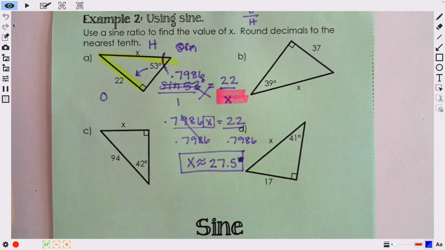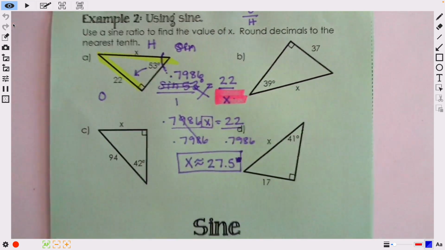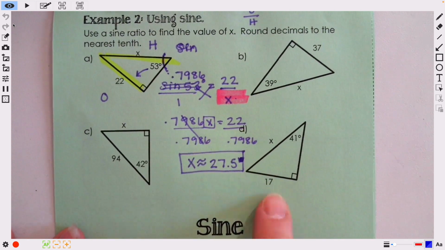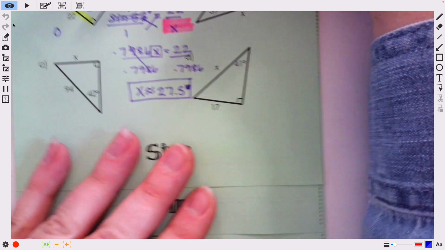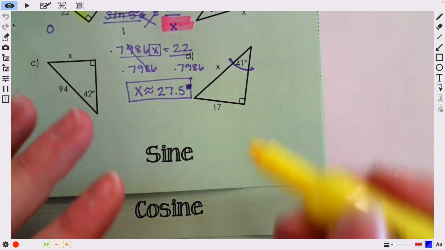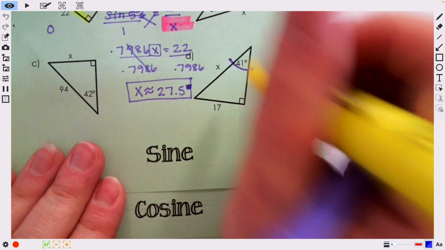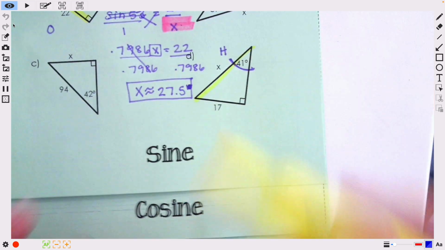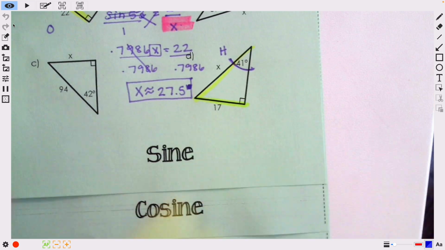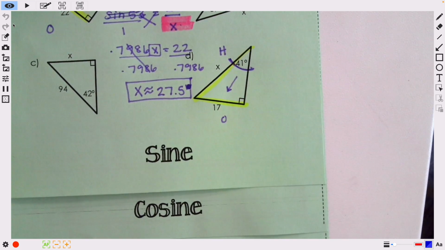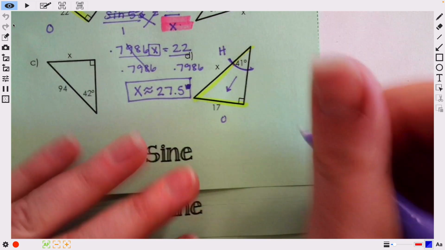All right, we're going to do it again. I'm going to do this problem down here now. Okay? So, we go from here, 41. How do you know you're using sine? Because of what they give you. We have a hypotenuse, and we have the opposite side, and I know it's the opposite side because it doesn't touch 41. So that's how I know I'm using sine.